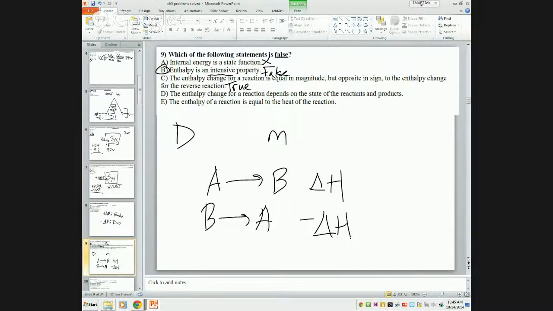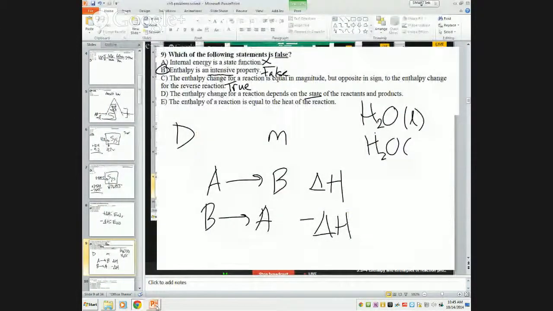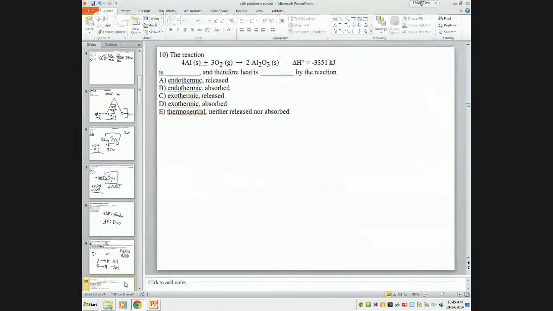Right, choice D, the enthalpy change for a reaction depends on the state of the reactants and products. Absolutely. If we're using H2O in a reaction, whether it's liquid versus if it's a gas, those two things make a significant difference. Right, hopefully that fixes itself. All right, here we go.